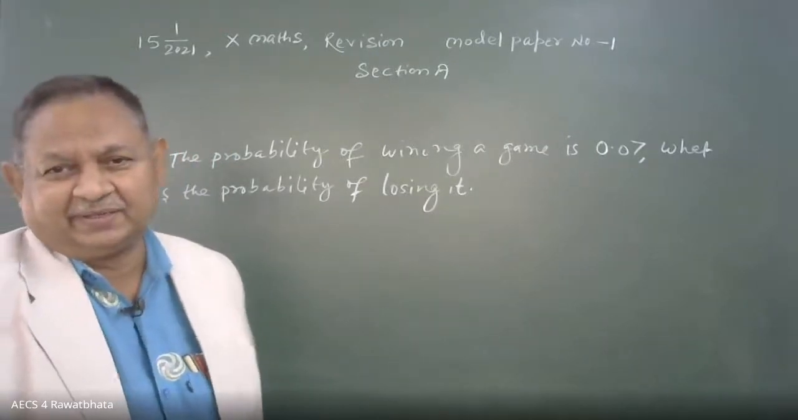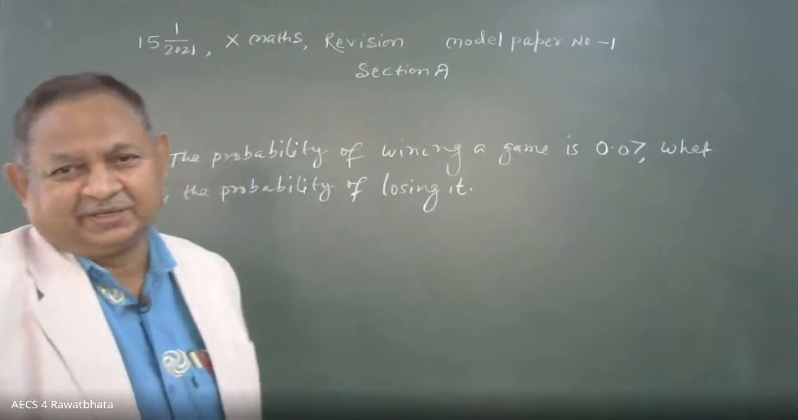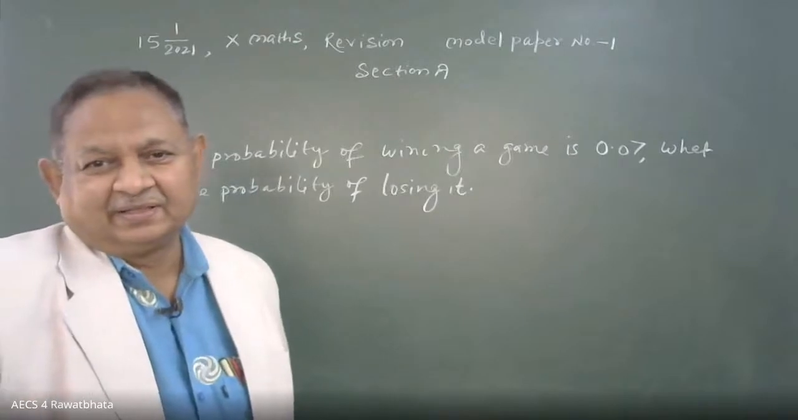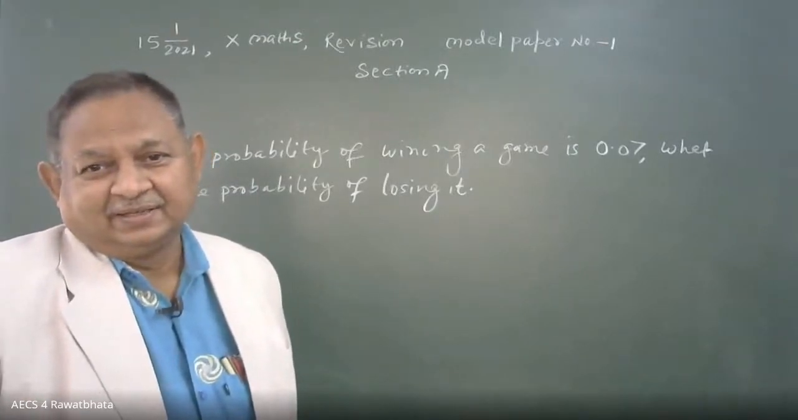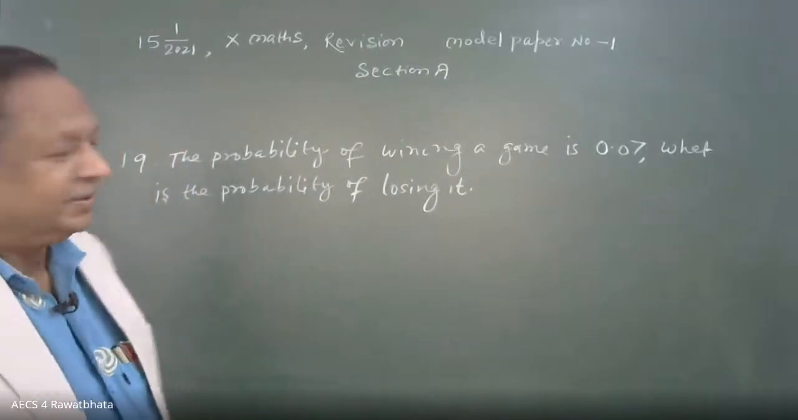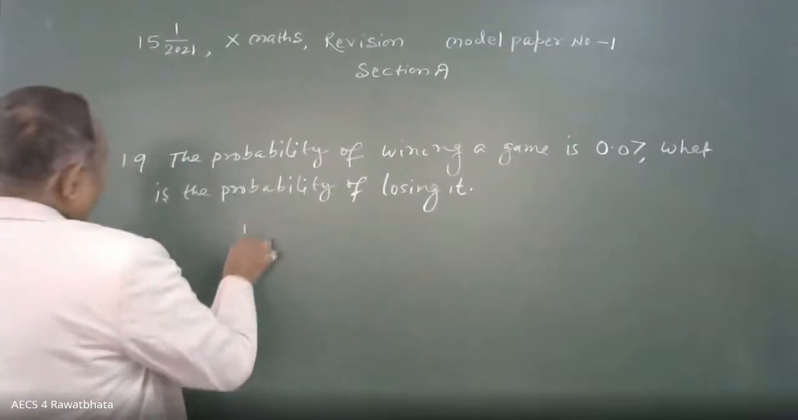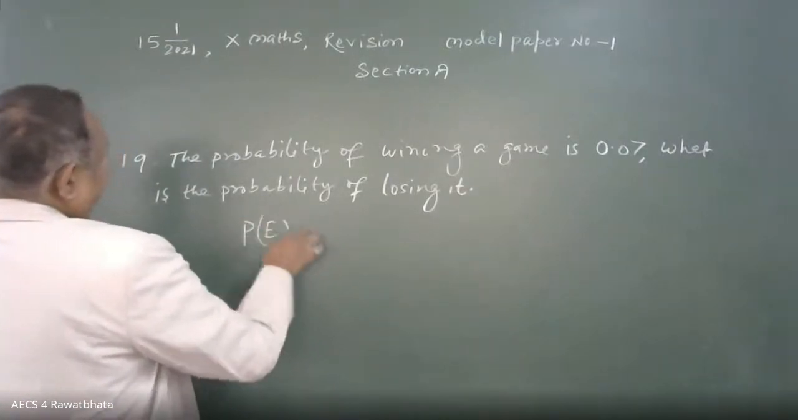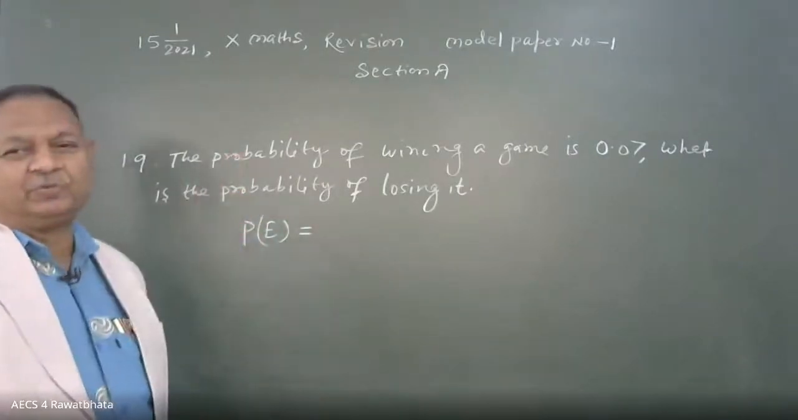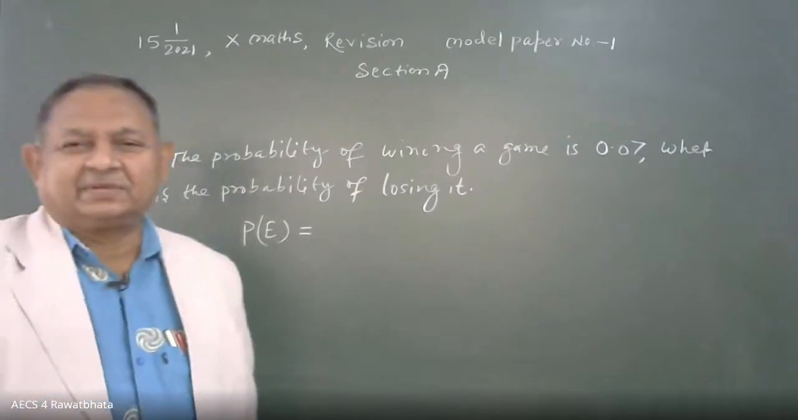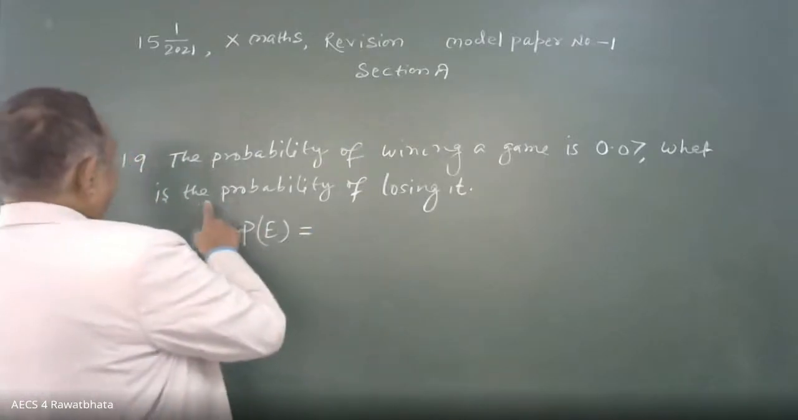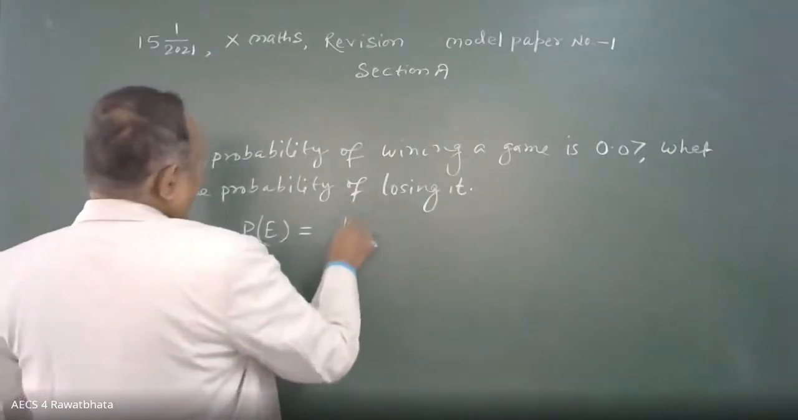Again we can write probability of an event. The probability of winning the game is 0.07. The maximum probability of an event is 1. So the probability of losing it is 1 minus 0.07, that is 0.93. So your answer is correct. Now 20th question.